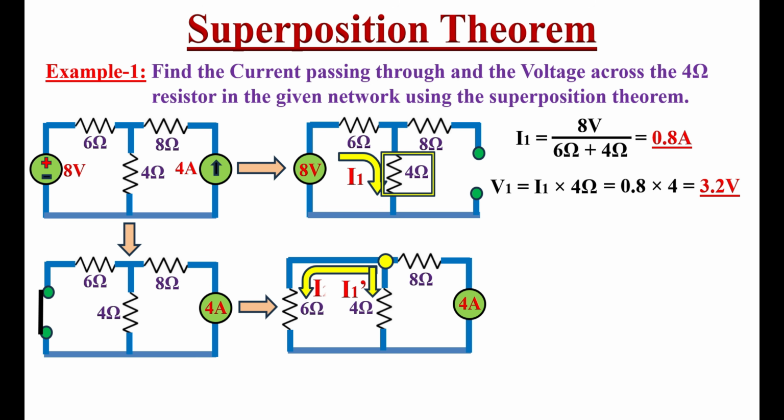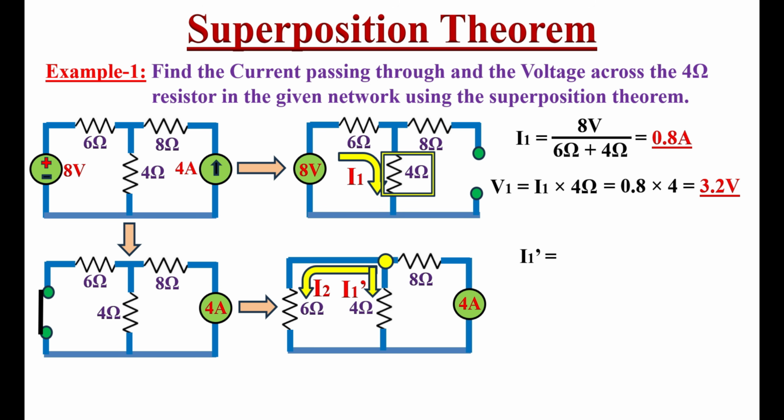We label them as I1 dash and I2. Here this 8 ohm resistor is in series with the source, hence it won't affect the division of current. Let's find out the I1 dash. To find the current through the 4 ohm resistor, we use the current division rule.